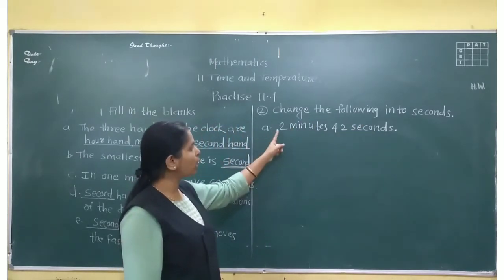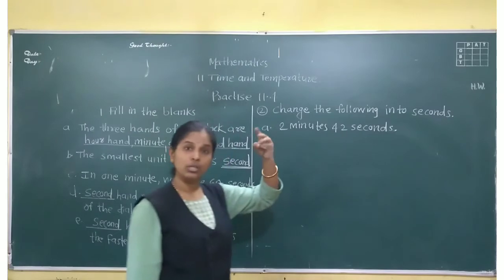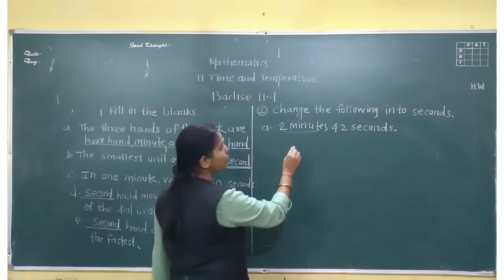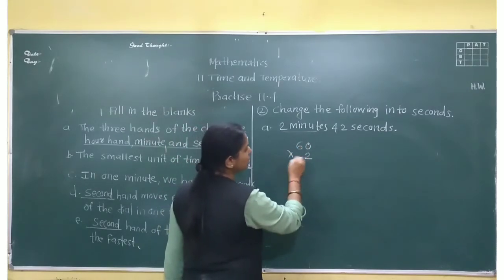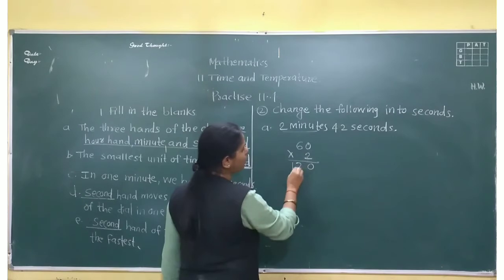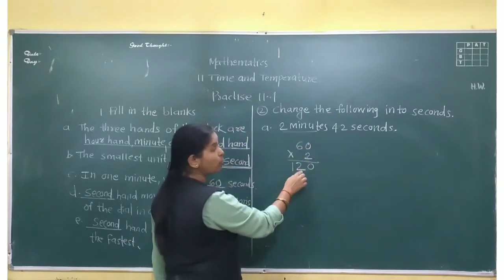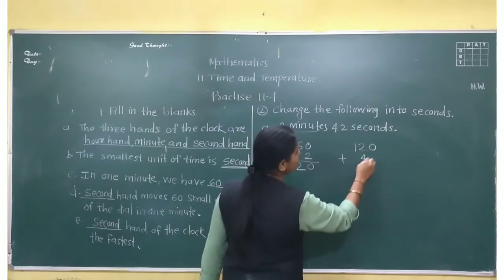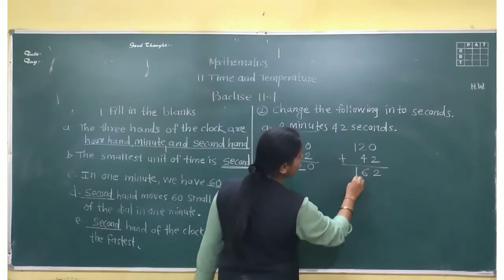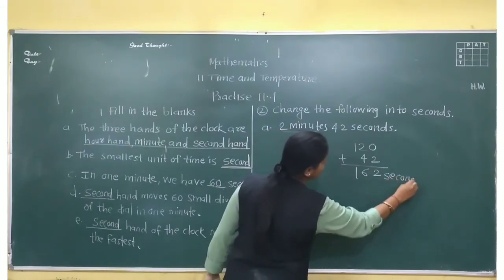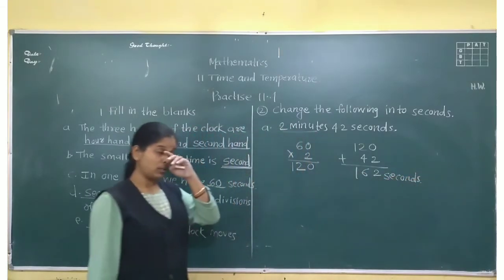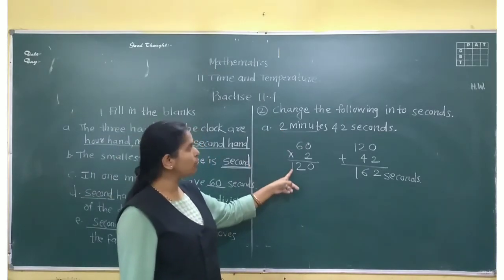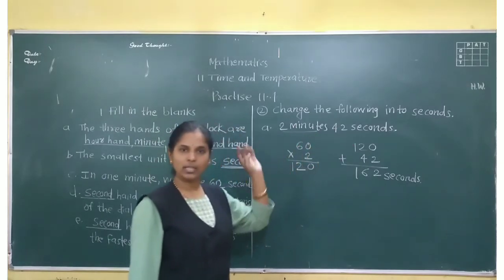Next, change the following into seconds. Question number 2. We have to convert 2 minutes 42 seconds into seconds. So how to convert? First we will convert minutes into seconds. 2 minutes means multiplied by 60. 2 zeros are 0, 2 sixes are 12. 120 seconds. 2 minutes means 120 seconds. Correct? In that again we have to add 42. So how much will it become? 162 seconds. Followed? What did I do? Multiply 2 minutes by 60 seconds. Whatever answer you get, add these seconds to that. You will get the answer.